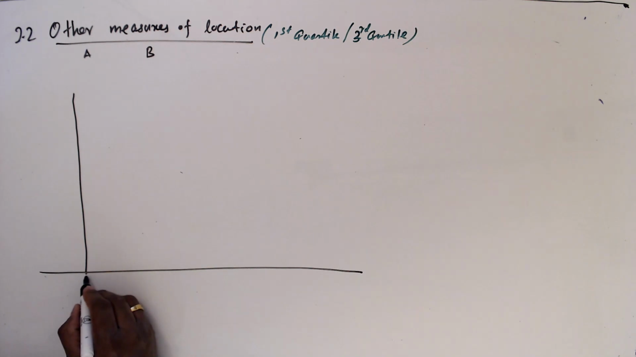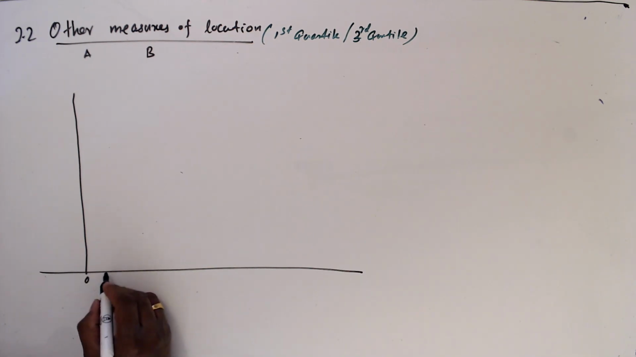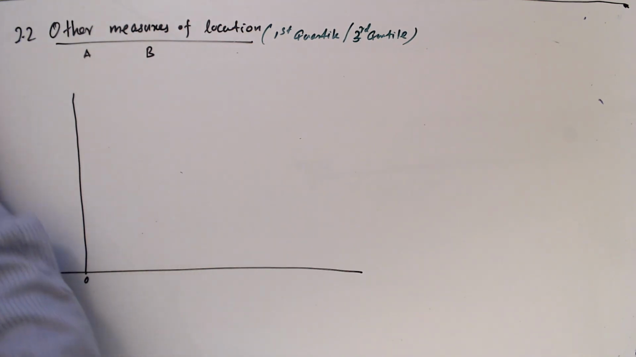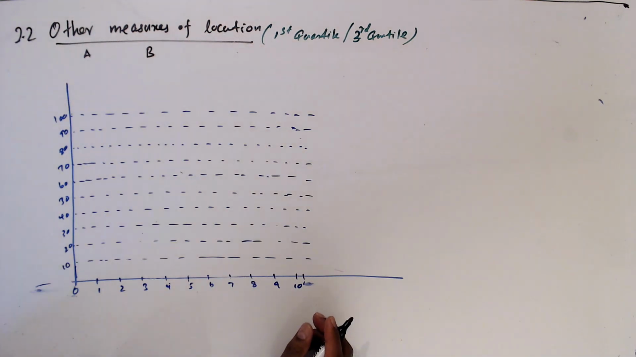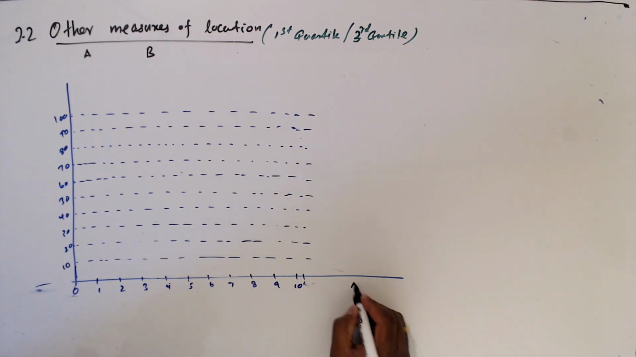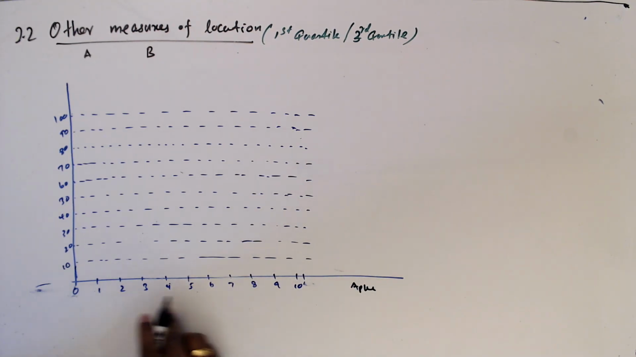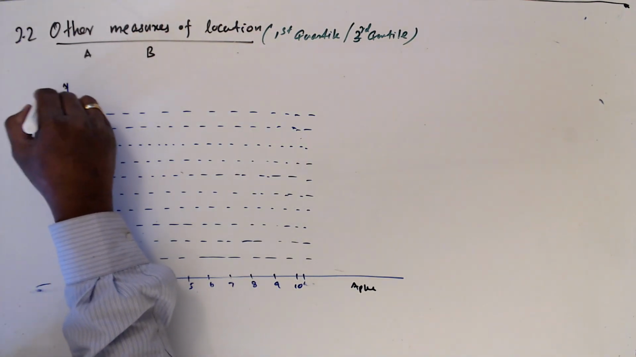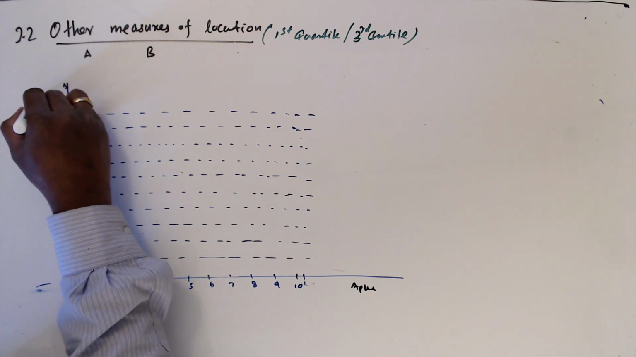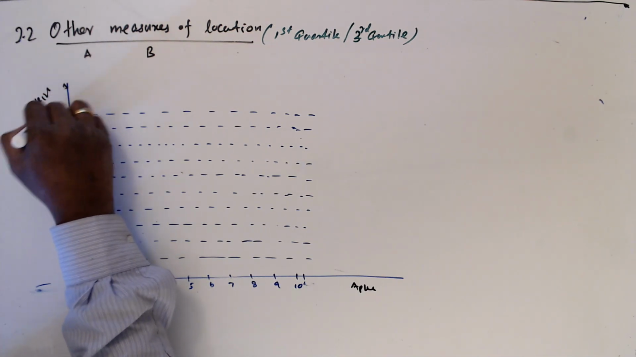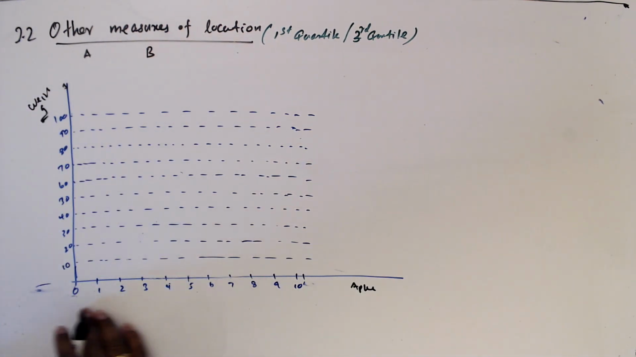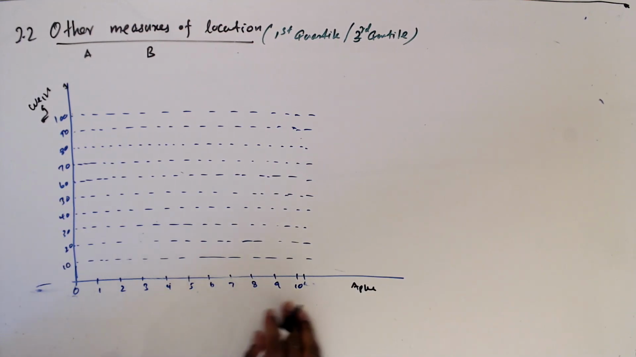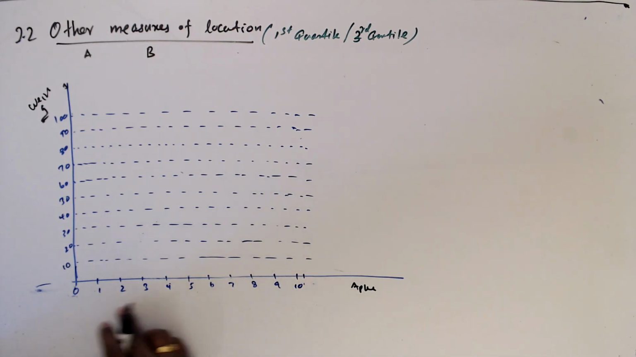So how many apples? Let me draw this one and I'll come back. Now you have this table in your hand. The number of apples. First apple, second apple. Likewise, this is the weight in grams. Now this is 1 to 10, so there are 10 apples.